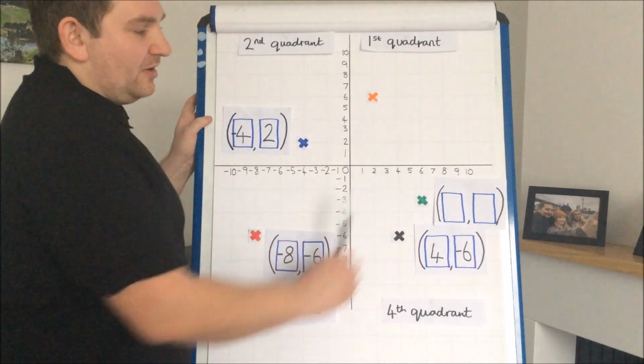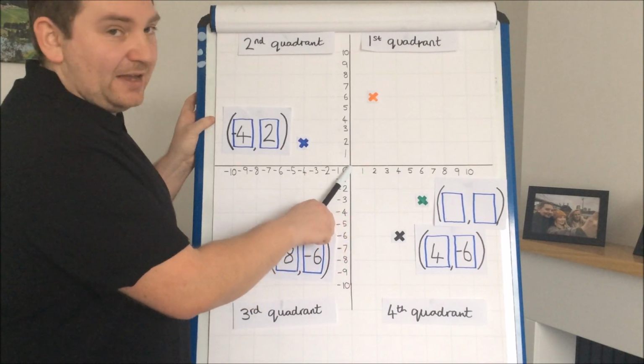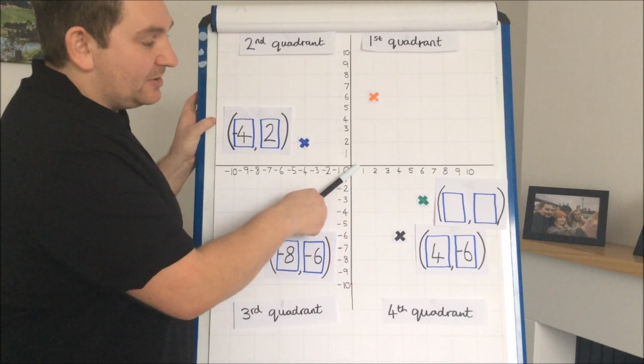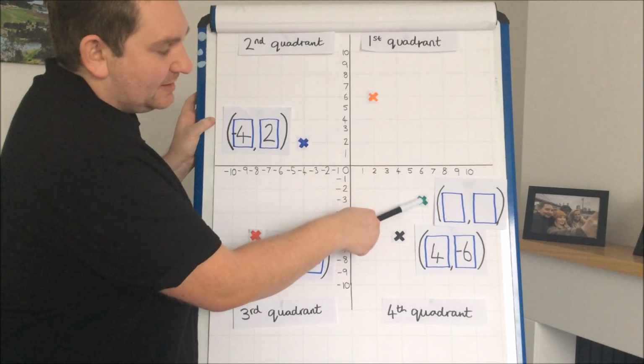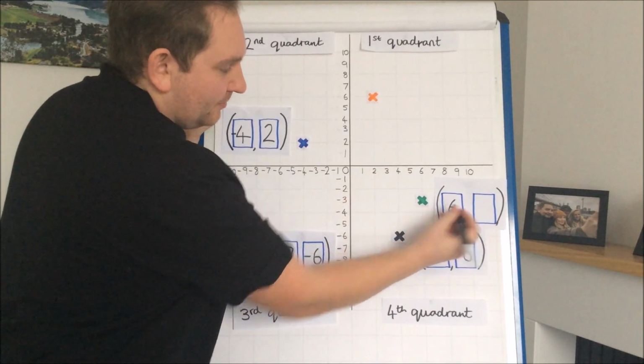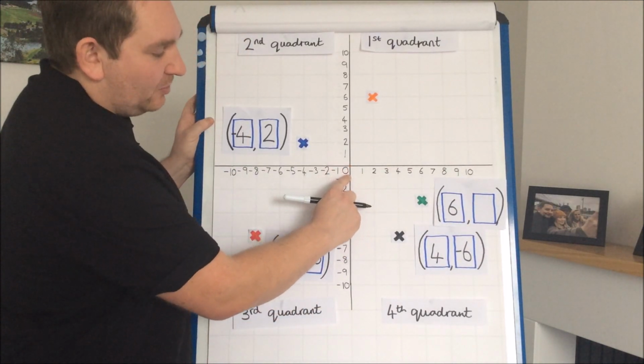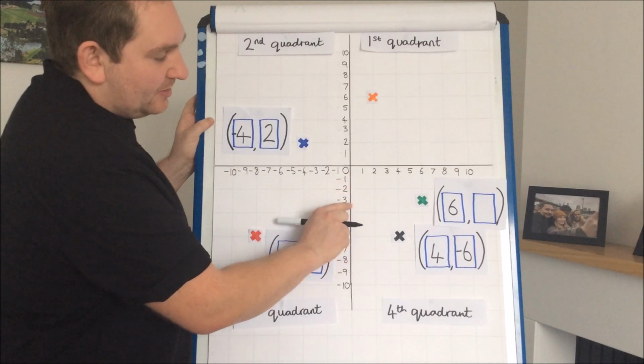Let's do the green cross. Again, start with the x-axis. So we're going to go all the way along until we get to the 6. And then we're going to work our way down the y-axis and we get to -3.